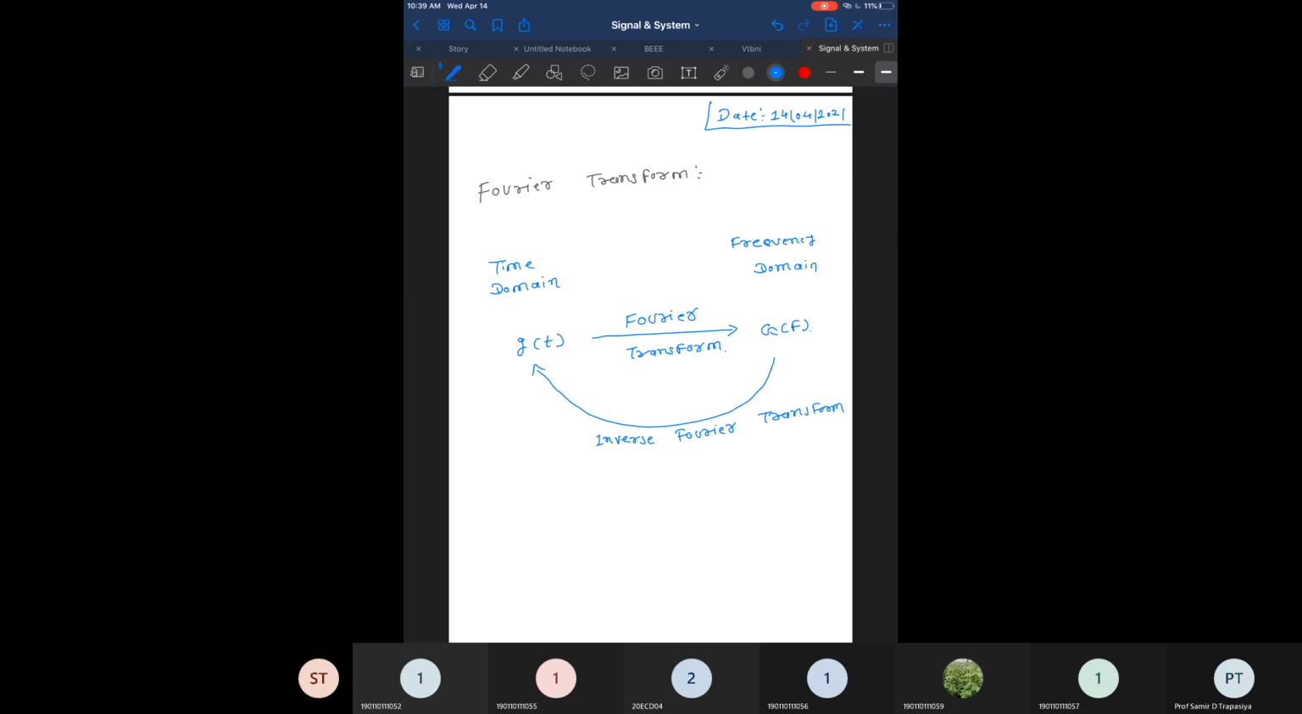Now we simply use the word FT. FT simply means the Fourier transform, and the word IFT is used as a shortcut for the inverse Fourier transform.